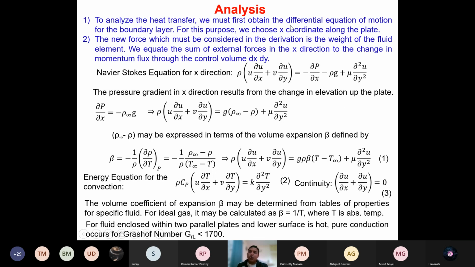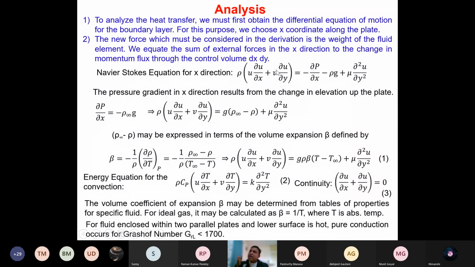Typically, we will take a differential element in the system, then apply a force balance. In this case, the x direction we will take in the upward direction, in the direction of the buoyancy force, or the movement of the fluid particle. If we apply the momentum balance, we get the Navier-Stokes equation in the x direction, which is given here.